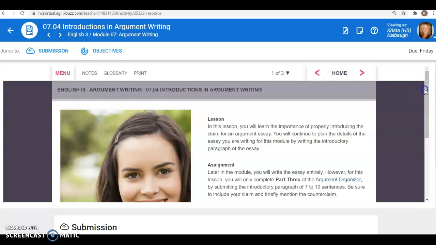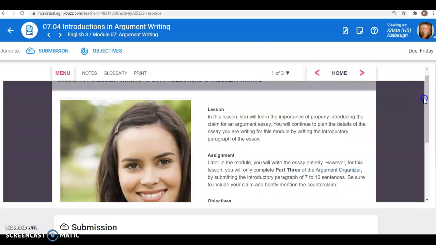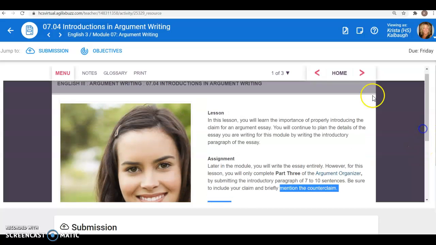All right, and so you're going to do part three of your graphic organizer, and you're going to have an introductory paragraph of 7 to 10 sentences. And you're going to have your claim, how you feel about your chosen prompt, and then you're going to mention the counterclaim, how people feel opposite of you, okay? But then you're going to argue why your stance is better.